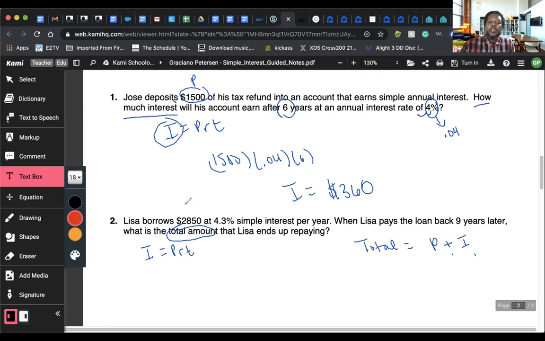All right, so here our principal is $2,850. Our rate is 0.043, right? And our time is 9 years, right? So we're just going to put it in. So we have 2,850 times 0.043 times 9. So how much interest has Lisa had to pay on her loan?